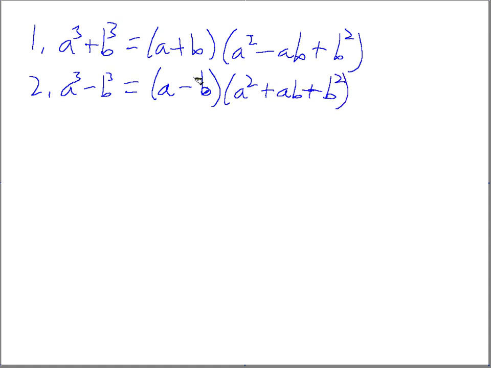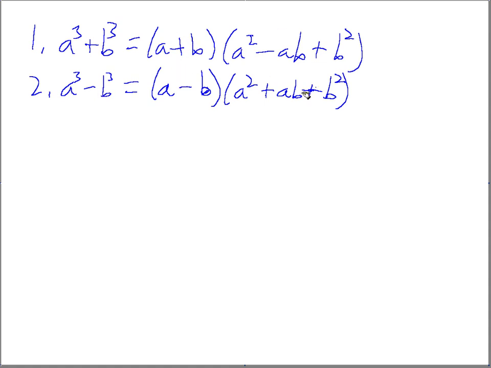Alright, so the two formulas are: a plus b times a squared minus ab plus b squared for the sum of two cubes, and for the difference of two cubes, a minus b times a squared plus ab plus b squared. Now, if you notice, both the first and second factors are essentially the same for both of them. The first factor on both of them has a and b in it. If it's a sum, it'll be plus. If it's a difference, it'll be minus, for the first factor.